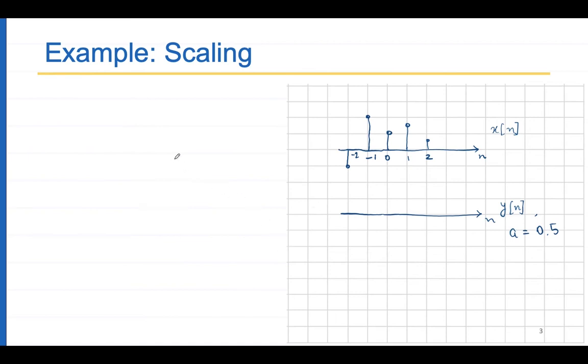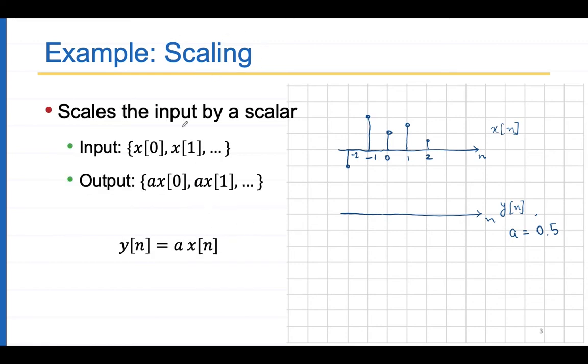Okay, let's look at some examples of systems now. One simple example is a scaling system. What does it do? It scales the input by a scalar. So my input sequence goes in, and my output sequence is simply a scaled version of my input sequence. I can say y[n] is simply a times x[n]. So let us say my a is 0.5. What does that mean? Now my y[n] will be simply half of x[n].